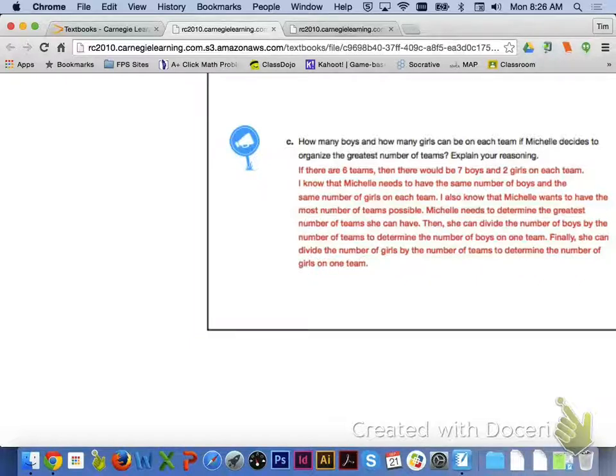Again, Michelle needs to have the same number of boys and the same number of girls on each team, and she wants to have the most number of teams possible. So she needs to determine the greatest number of teams that she can have. We know that that is 6. She can then divide the number of boys by the number of teams to determine the boys on the team, and she can also divide the number of girls by the number of teams in order to determine how many girls are going to be on one team.